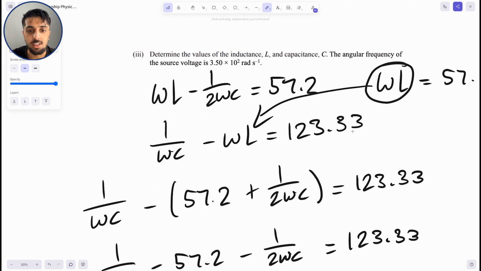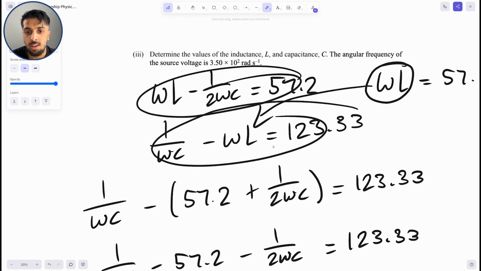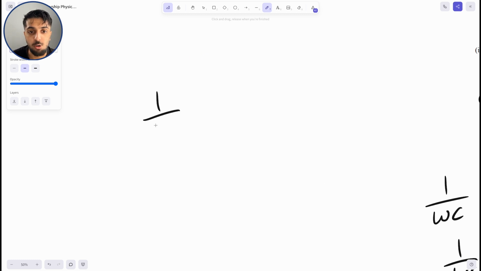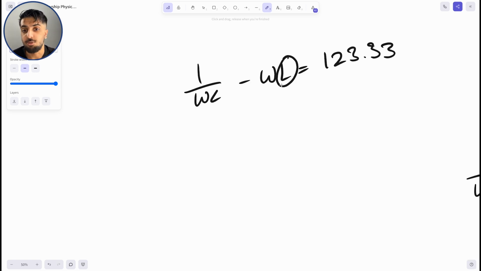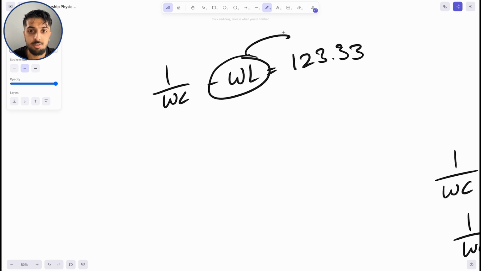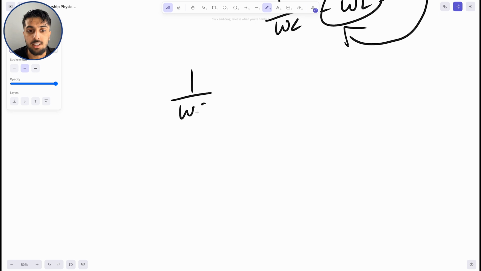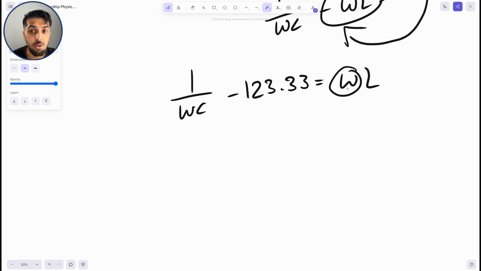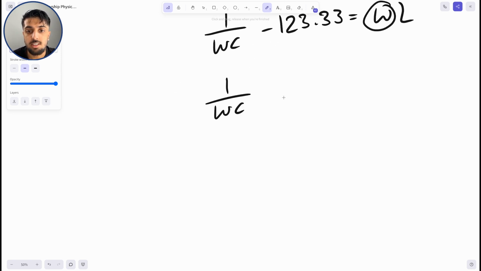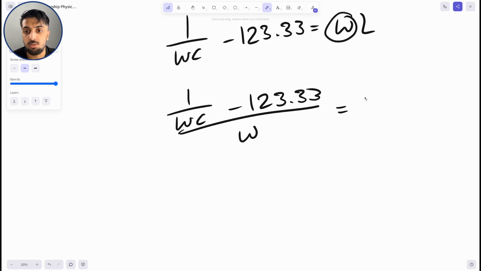we can find the value of our inductance by subbing into one of these two equations. Let's pick this one right here, where we have 1 over omega C minus omega L is equal to 123.33. Now we need to rearrange for our inductance. We can do this by moving this value onto this side and this value onto this side. And we get 1 over omega C minus 123.33 is equal to omega L. Now dividing both sides by our omega, we get 1 over omega C minus 123.33 all over our omega is equal to our inductance.